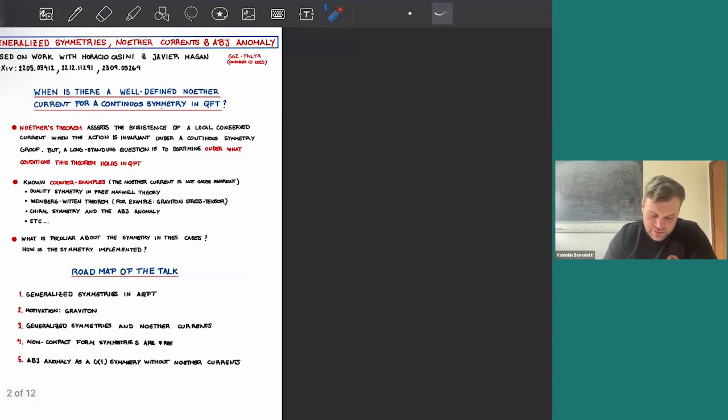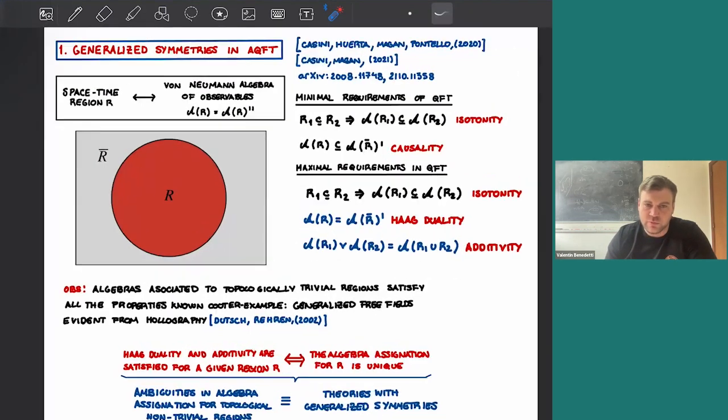So with that in mind, I will tell you what generalized symmetries are and how they arise from the algebraic quantum field theory perspective. This work is previous, from before I started the topic, and is mainly by Horacio Cassini, Marina Huerta, Javier Magan, and Diego Pontello in this paper here.